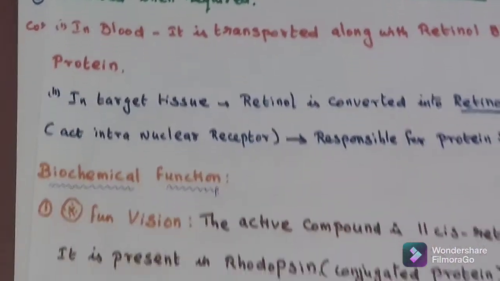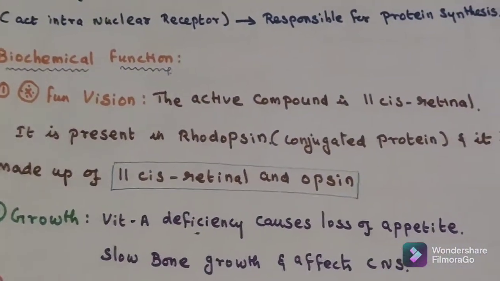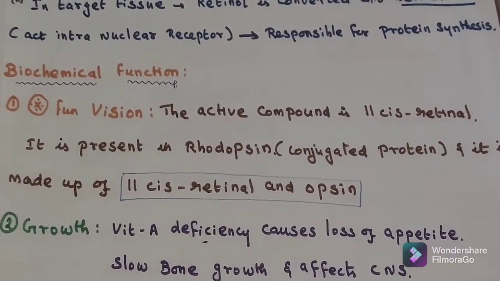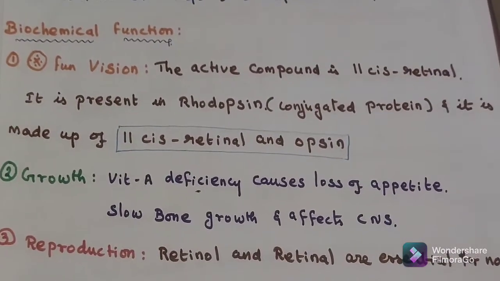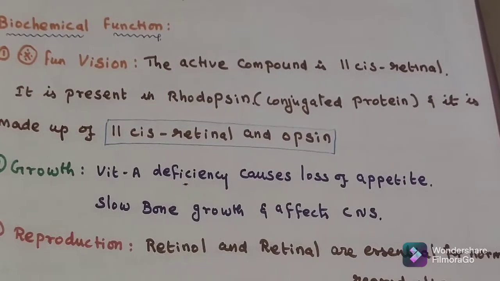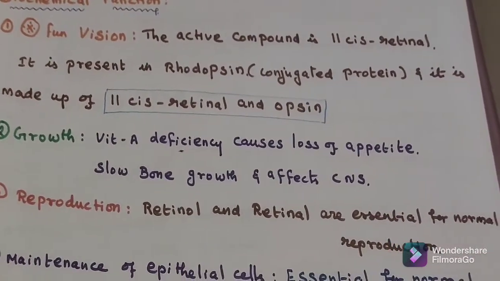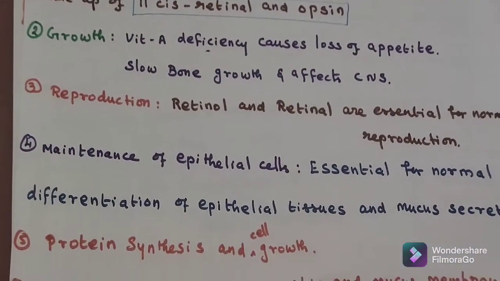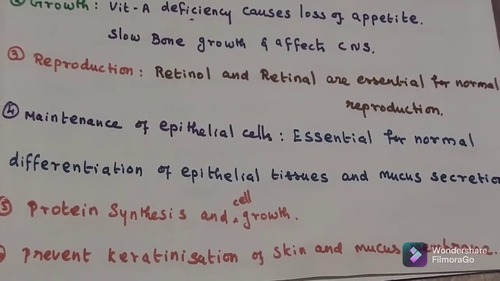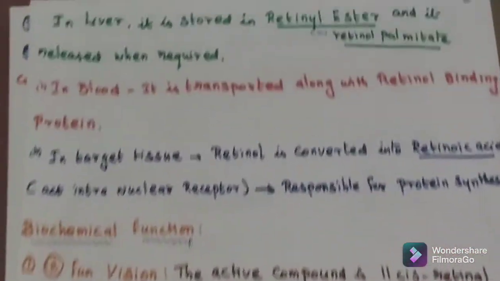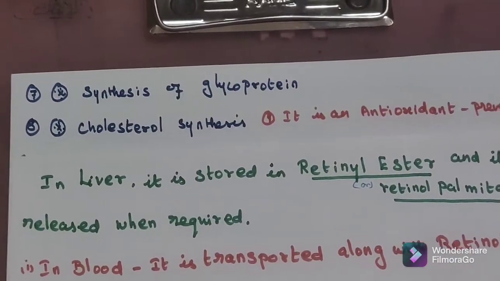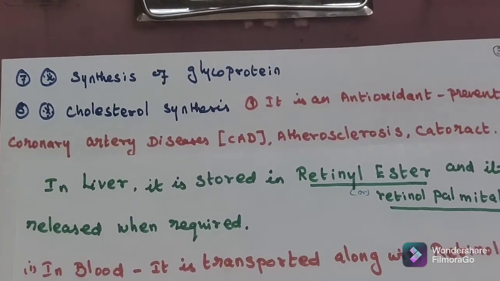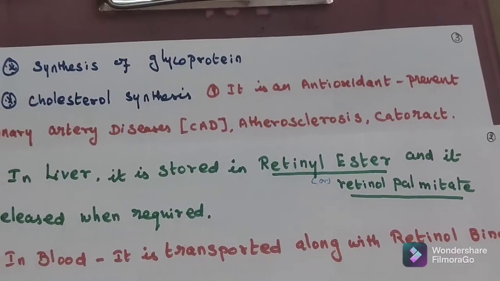So what are the biochemical functions? Important in vision, the active component 11-cis retinal, which is present in rhodopsin. Then growth: vitamin A deficiency causes slow bone growth and affects central nervous system. It is important in reproduction also. It maintains epithelial cells and is involved in protein synthesis, preventing keratinization of skin and mucous membrane. Then it is important in synthesis of glycoprotein and cholesterol synthesis and acts as an antioxidant, so it prevents coronary artery disease, atherosclerosis and cataract.